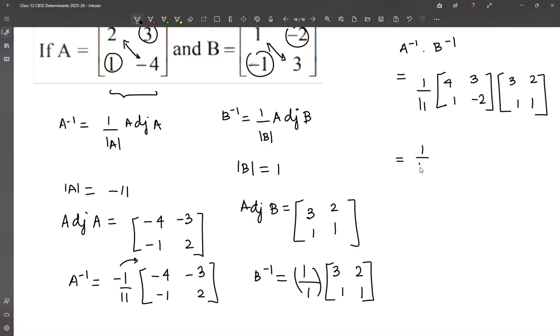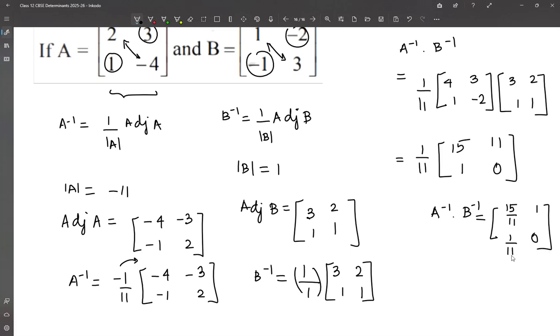So that is equal to 1 by 11. 4 into 3 is 12, 12 plus 3 is 15. 4 into 2 is 8, 8 plus 3 is 11. 1 into 3 minus 2 is 1. And then 1 into 2 minus 2 is 0. So the required product of A inverse into B inverse is equal to 15 by 11, then 1 by 11 into 11 is 1, then 1 by 11, and the final element is 0.